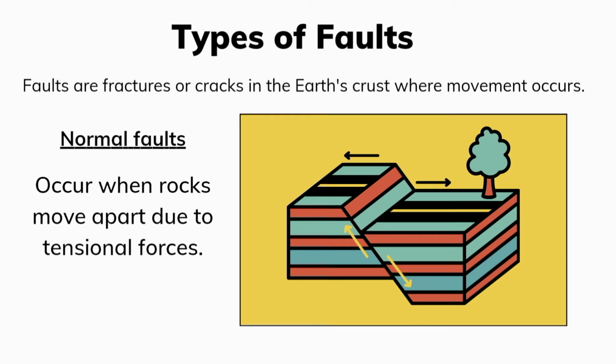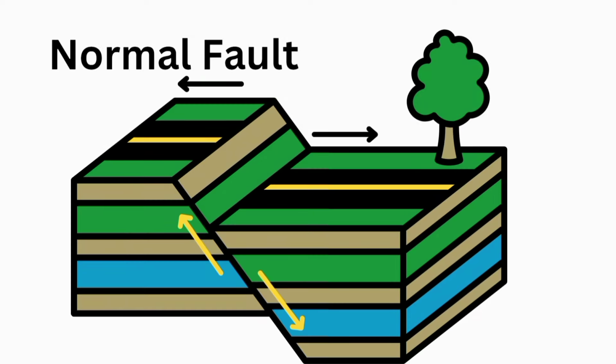Normal fault: imagine pulling apart a piece of clay. This is similar to what happens in a normal fault. When the Earth's plates move apart, the rocks between them stretch and break, creating a fault. This type of fault occurs when there are tensional forces, or pulling forces, acting on the Earth's crust.